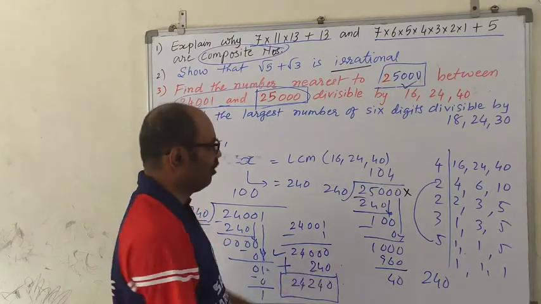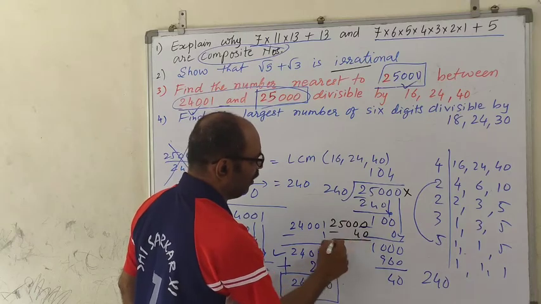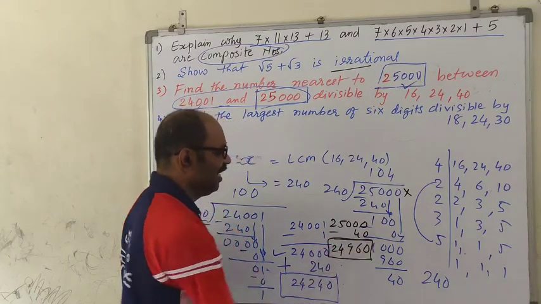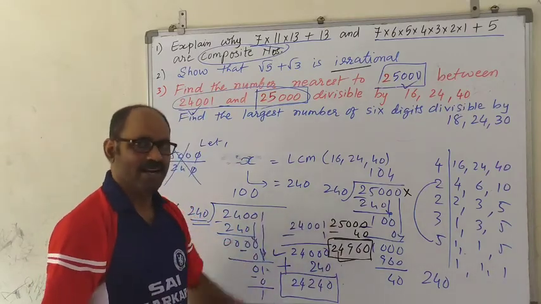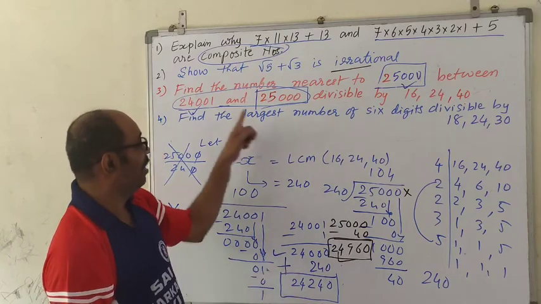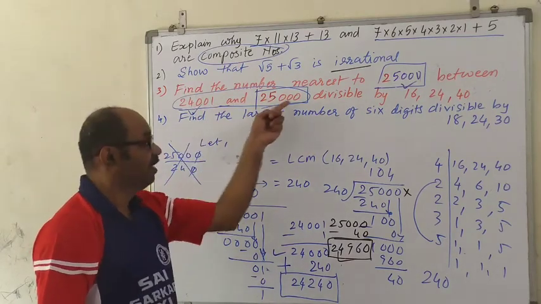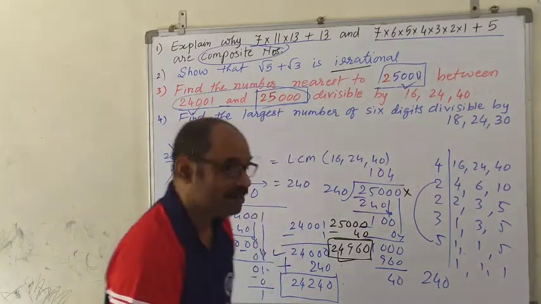But if you want to find the multiple, then subtract this 40. 25,000 minus 40 gives 24,960. Yes, children, this is the number which is a multiple of 240. It will divide exactly. And that number is lying between 24,001 and 25,000 and nearer to 25,000. Is that clear? Fine. I hope you understood.